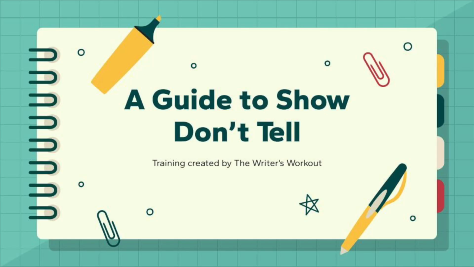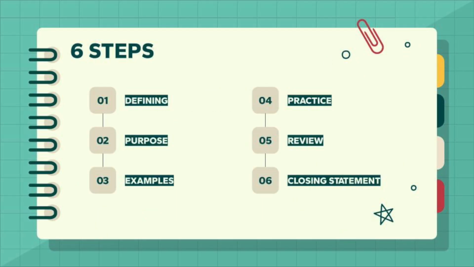I'm a judge with the Writer's Workout, and today I'm here to give you a guide to show, don't tell. Today we'll go through 6 steps. Number 1, defining. Number 2, purpose. Number 3, examples. Number 4, practice. Number 5, review. And 6, closing statements. The 6 steps are designed to explain and give you the opportunity to practice your newfound skill set.